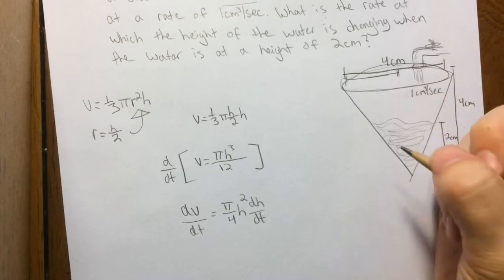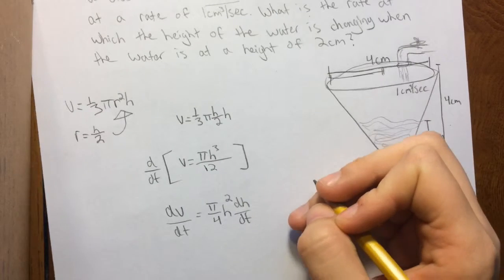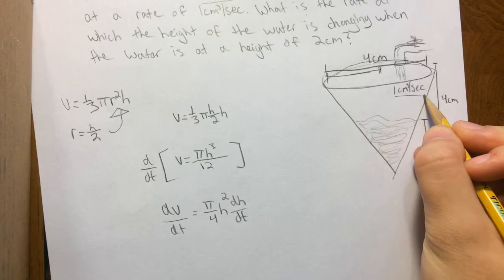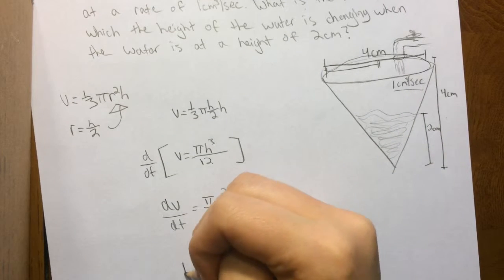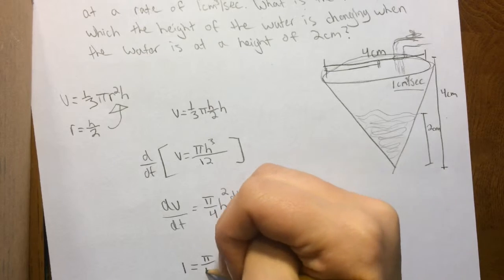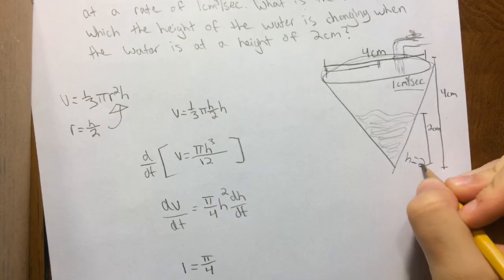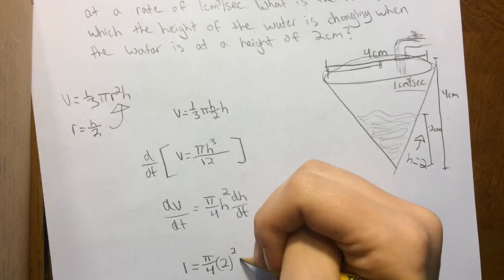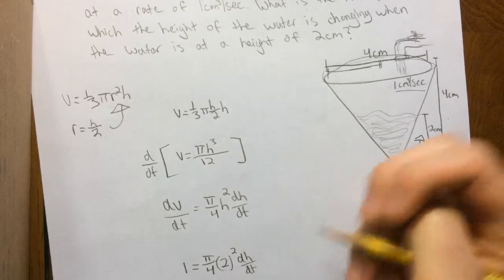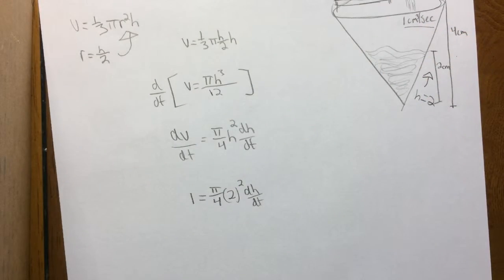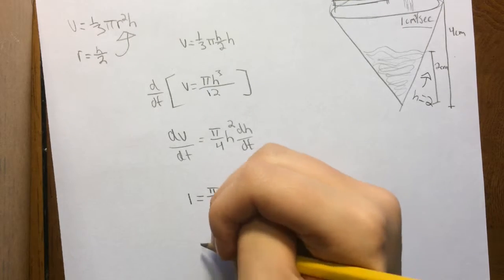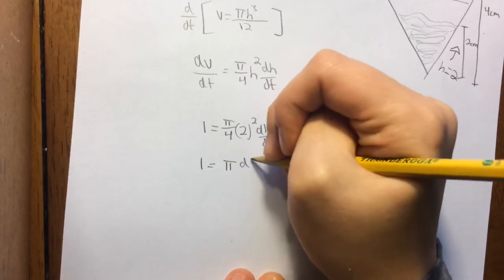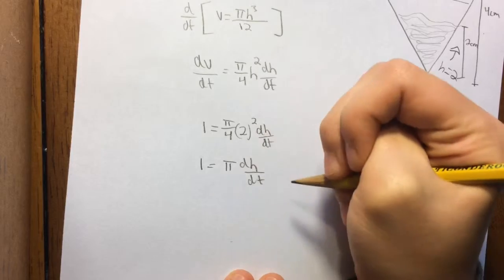Now we have all of our variables and our equation, so we can plug in what we found. We know that the volume is changing at 1 centimeter cubed per second. So 1 equals pi fourths, and we know that h is 2 centimeters, so times 2 squared times dh/dt, which is what we are trying to find. Simplifying that, we get 1 equals pi times the derivative of h with respect to time.